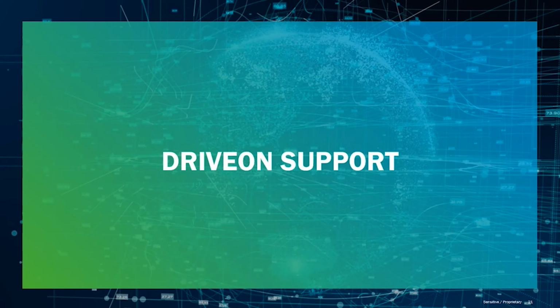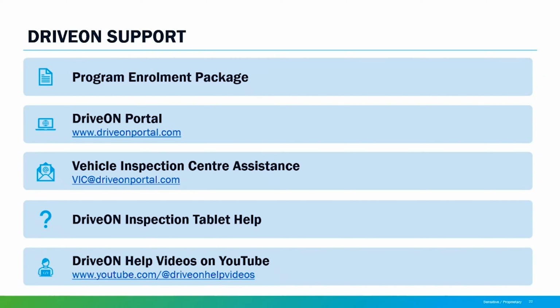Let's now review some of the ways that you can access Drive-On support and assistance. One of your best resources for enrollment information is by reviewing the materials found on the Drive-On portal enrollment information page, especially the program enrollment package. We also recommend that you print the table of contents to know what pages to reference when you need to look up information. On the enrollment information page on the portal, you will also find copies of the contracts and agreements that will be signed during your enrollment, as well as a copy of the program SOP.